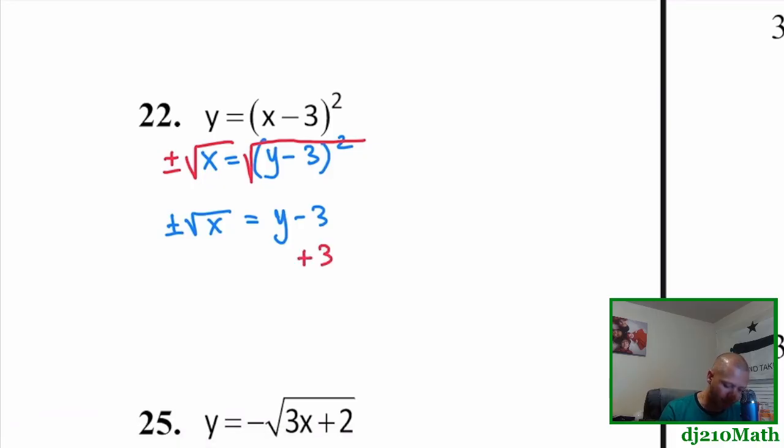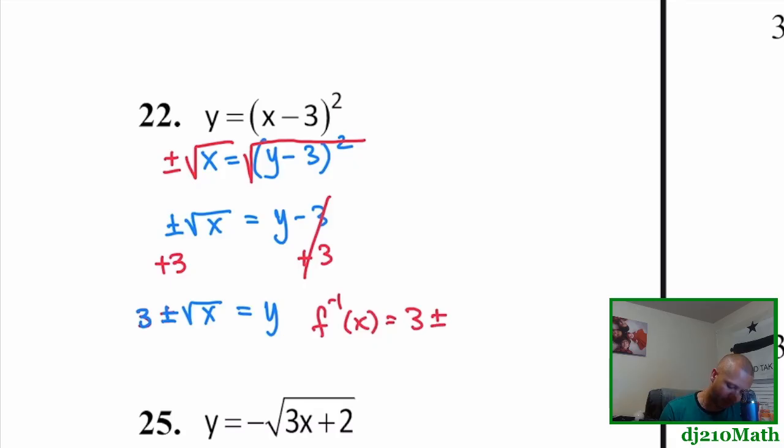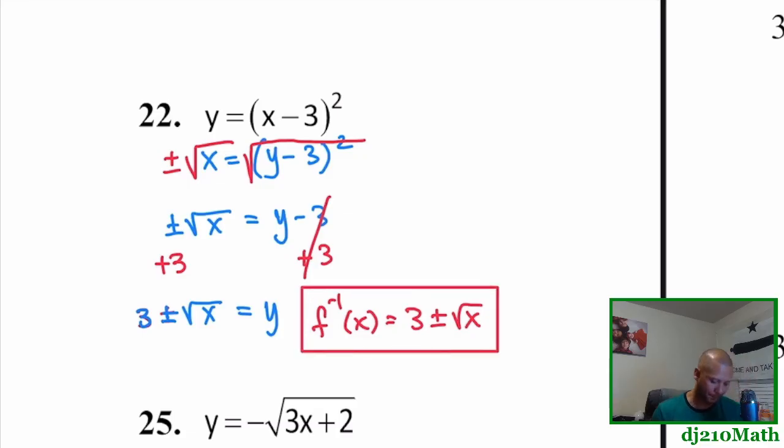So I got to add 3 to both sides. So I'm going to get positive 3, let's do it in blue, positive 3 plus or minus the square root of x is equal to y. Because on the right, 3 and negative 3 cancel. Minus 3, add 3, cancels. All right, y is all by itself. So we're done. We just change y to f inverse. And then make sure to copy the answer correctly. We're not changing the answer anymore.